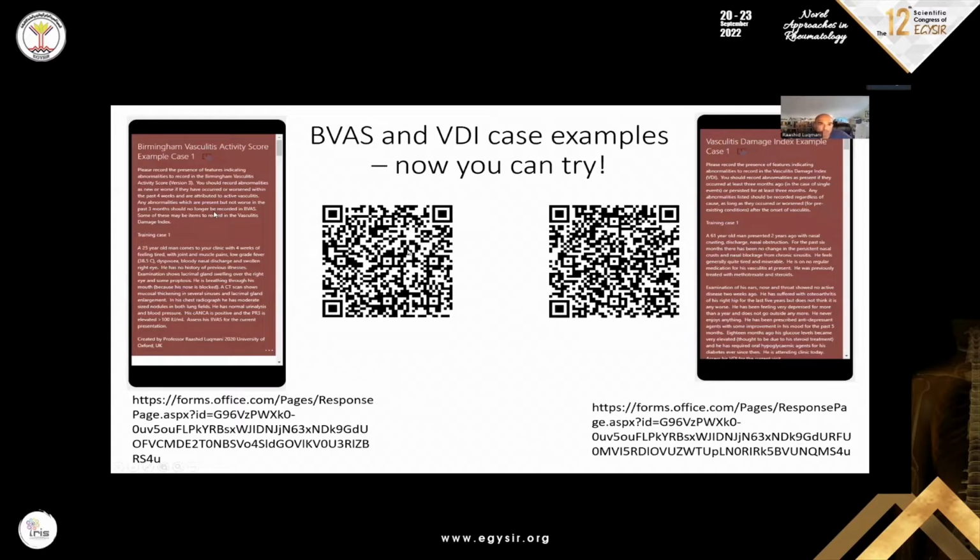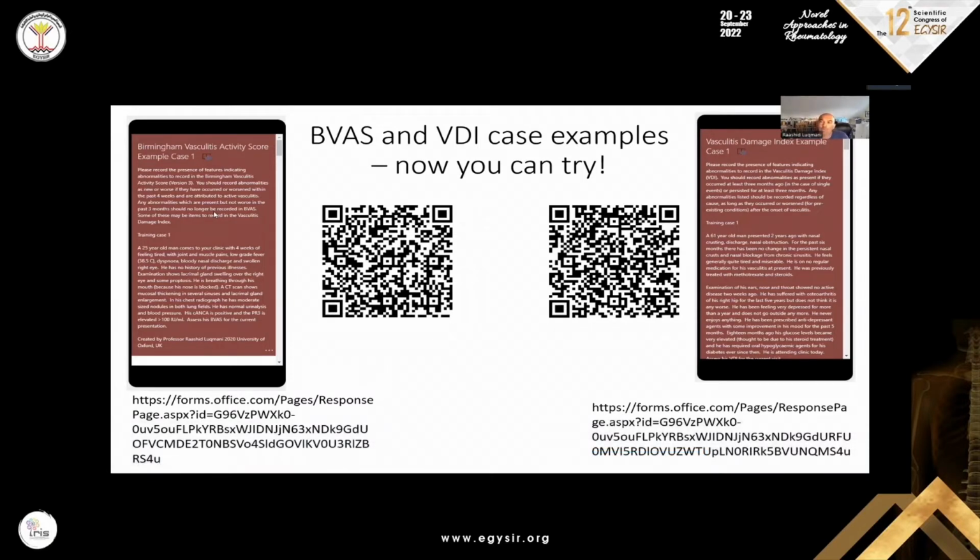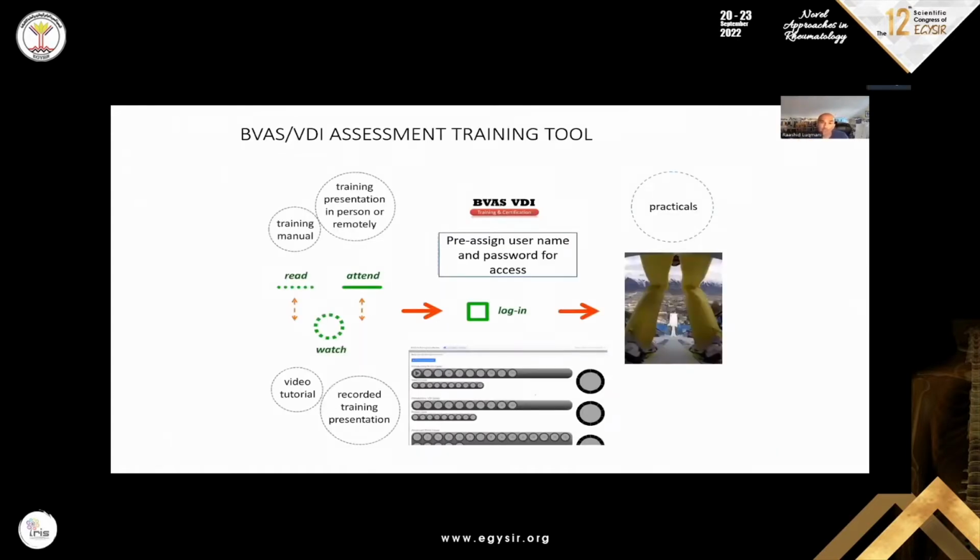If you, again, point your mobile phone camera to either this QR code or this one, it'll take you to some training examples where I've described the case for you, and you can then go through the case and record the BVAS or the VDI, and they'll give you a mark depending on how well you scored the correct answers or not.